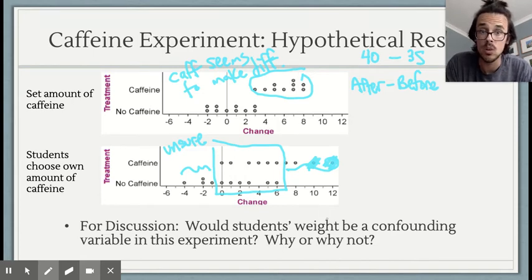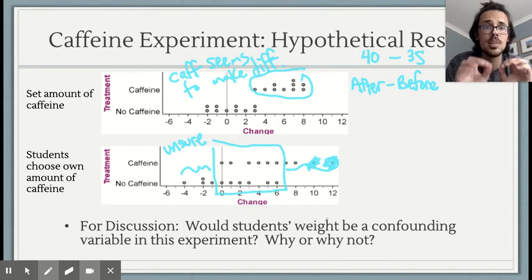So the question was, is weight a confounding variable? Now remember what it means to be a confounding variable. It means that you have these two factors that are tied together that you can't separate to say which variable is actually causing the change that you're seeing. So in this context, it would mean that weight and caffeine are tied together in a way that I can't tell which one made the difference. That's not what's going on in this study.